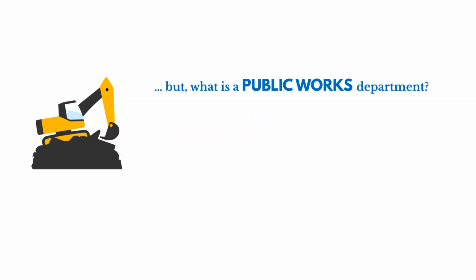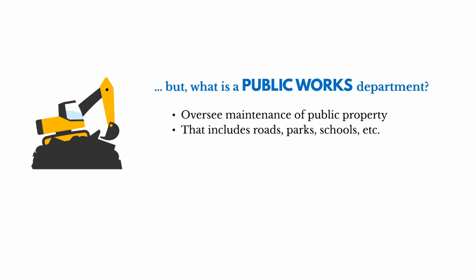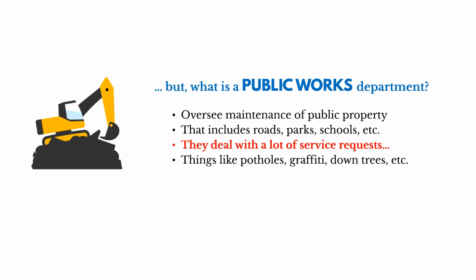But first you might ask though, what is a public works department? It's in the government. They're going to oversee the maintenance of public property. That could include roads, parks, schools, and so on. They deal with a lot of service requests, things like potholes on roads, graffiti on schools, downed trees, and so on. So public works departments oversee the maintenance of public property, and they've got to handle lots of service requests to fix and maintain that property.